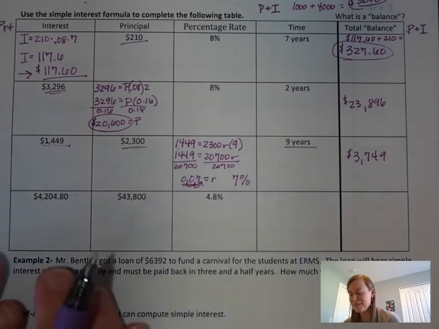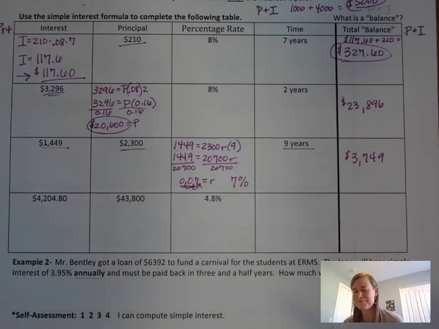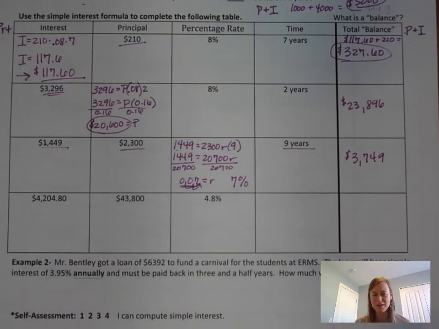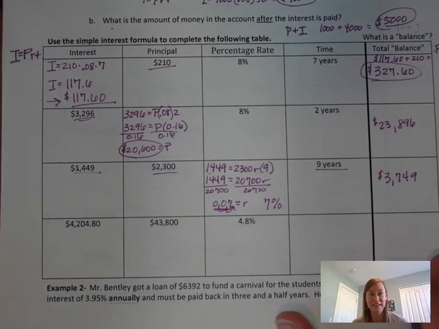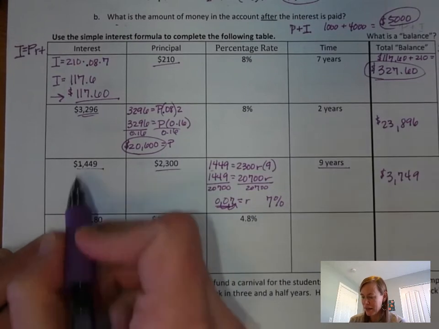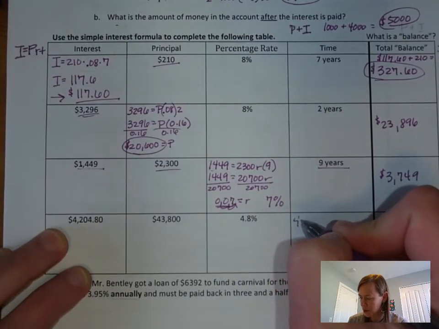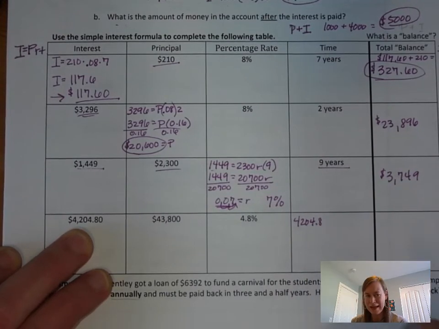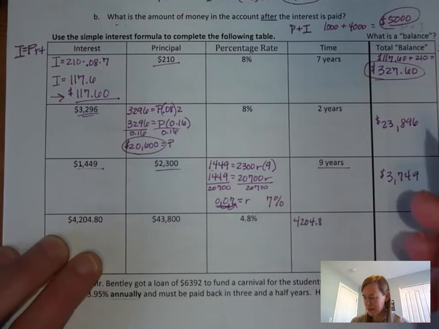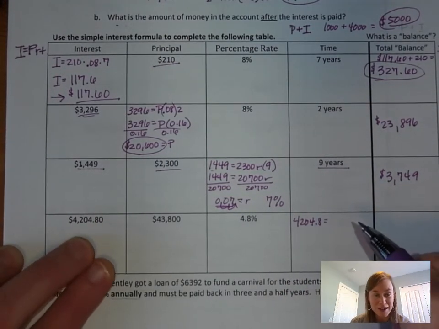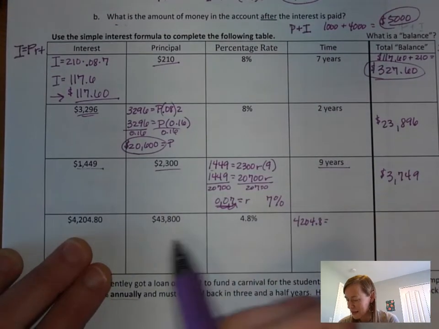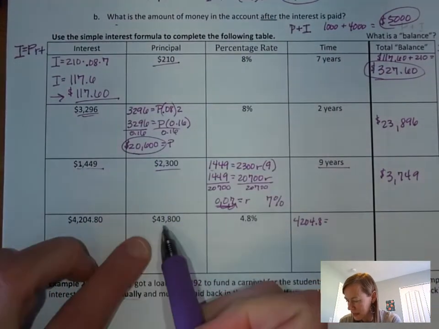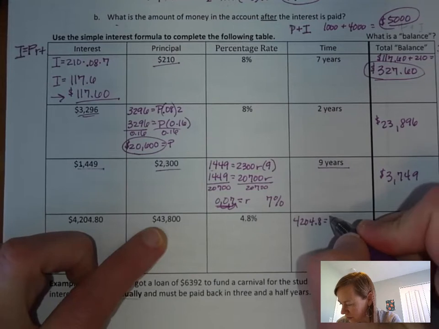Here I am back, and in the final row, we are missing the time. So you guessed it, we're going to use that same equation and figure out how to solve for t this time. So I is the interest. I'm going to write that first, 4204. I have a feeling I'm going to run out of room here. So I'm just going to write the 0.8 because I know I can drop that last decimal. If it's a 0, I can drop it anyways. So that is going to equal the principal, which is 43,800.